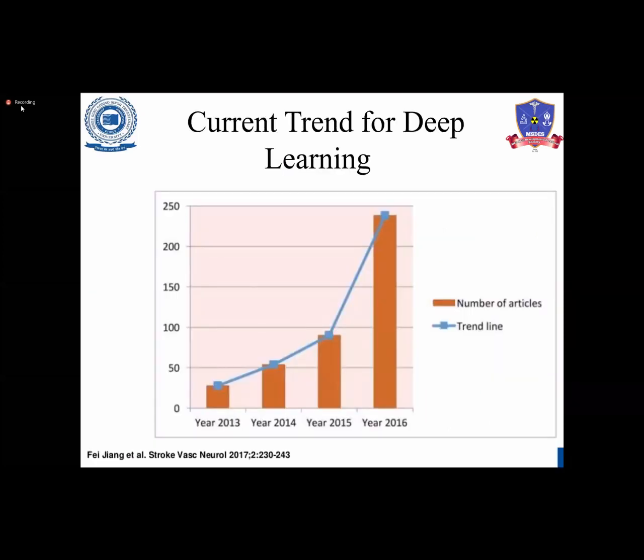So if I look around at the current trend of the deep learning process, deep learning started from 2013, when there were fewer than 50 research articles. But from 2016 onward, there are more than 250 research articles every year about deep learning, and the trend line is chasing the sky.